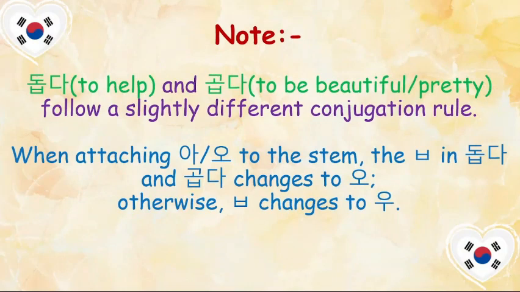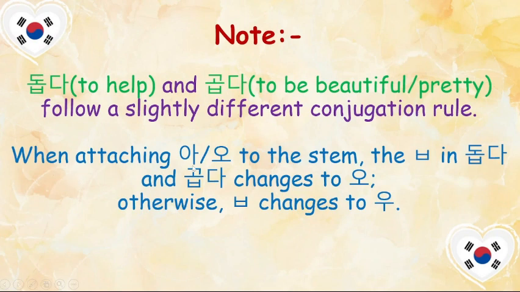Now let's move ahead. Here is a note. Now it is very important for you to know this, that 돕다 and 곱다. 돕다 means to help and 곱다 is to be beautiful or pretty. They follow a slightly different conjugation rule. You can notice कि इन दोनों के stem ㅂ से end हो रहे हैं, but still ना इन पर regular conjugation apply हो रहा है, ना इन पर irregular conjugation apply हो रहा है. इनका एक अलग ही conjugation rule है. Okay, let's see what is that.